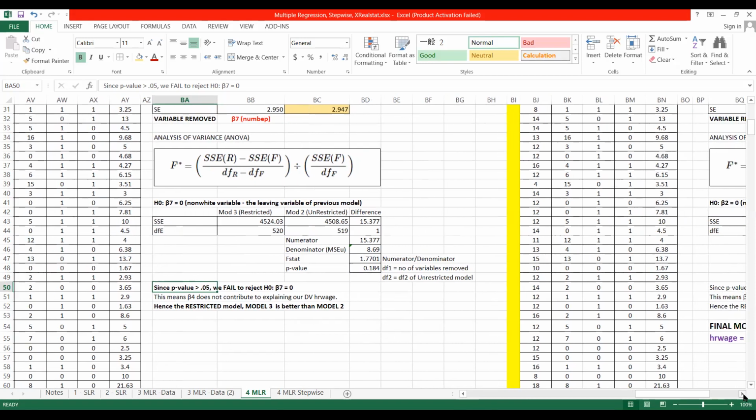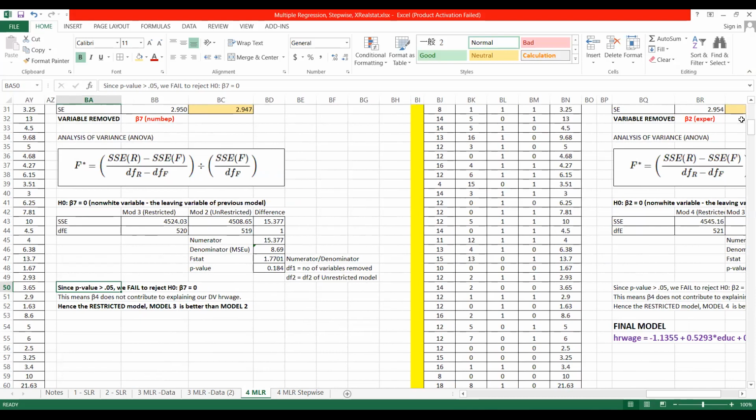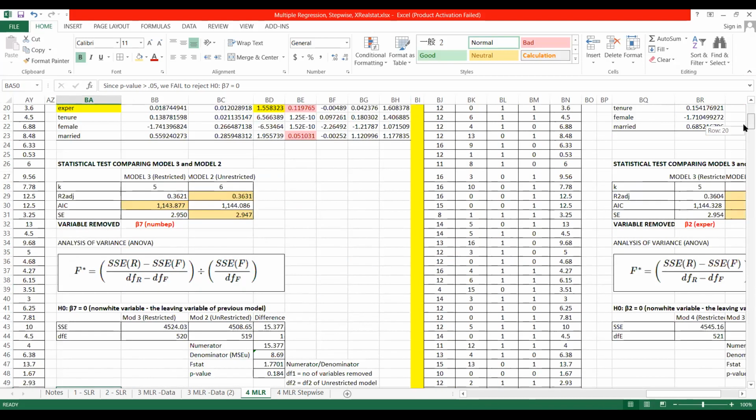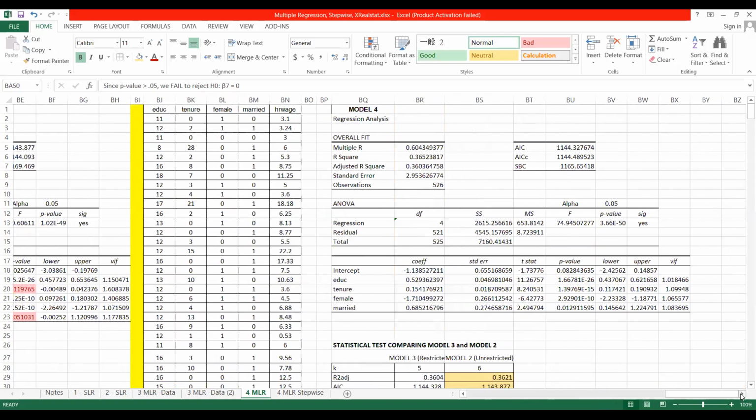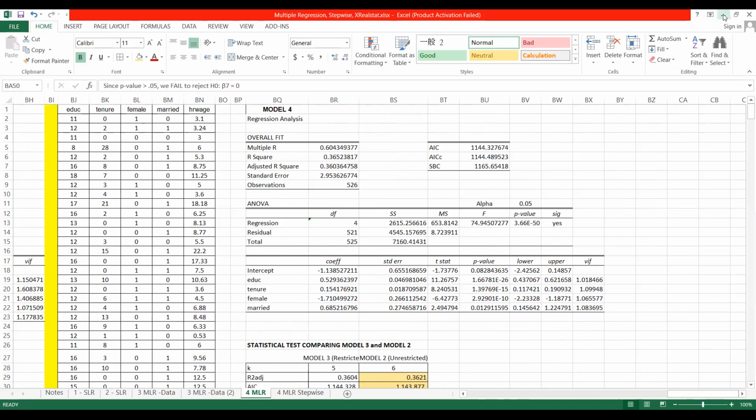Okay, so again, ano leaving variable dito, guys? Ang leaving variable natin dito is experience. No? So sa model number 3, ang tatanggalin natin experience to go to the next model, which is model number 4 now. Okay, so makita nyo yung stepwise regression natin. Ano? Stepwise backward regression.